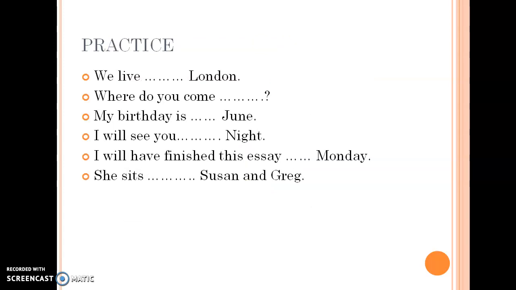Okay. Now, let's have a practice of what we have done before. Read these sentences, and in the next slide, I will talk to you about the answers. We live dash London. Think about the answers. Or you can even write down the answers on a rough paper so that you know how many are correct. Where do you come dash? My birthday is dash June. I will see you dash night. I will have finished this essay dash Monday. She sits dash Susan and Greg. Think about the answers, and then I'll move on to the next slide.